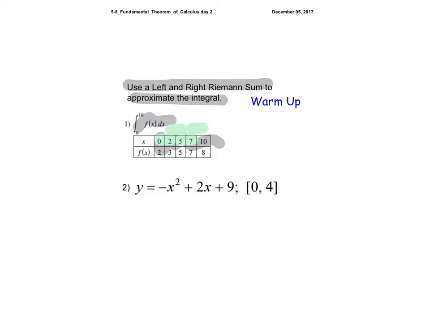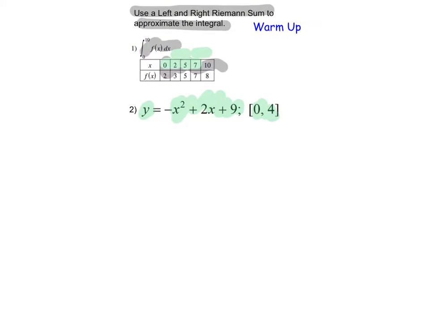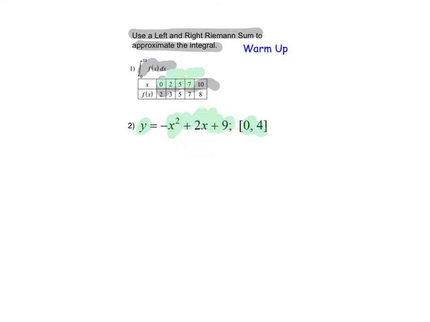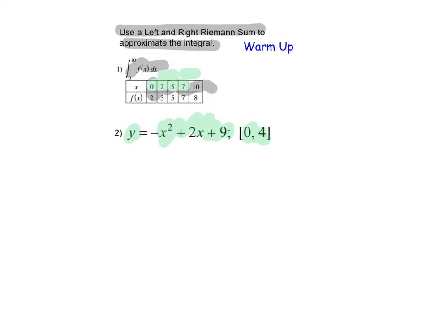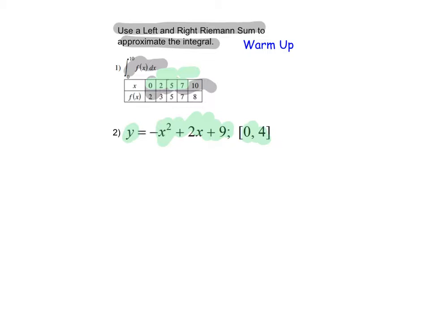All right, and then we do the same thing with this one. It's from 0 to 4. Again, it's not given to us how many n's they want. We're not being told. All right, so for this one, let's go ahead and do the standard.